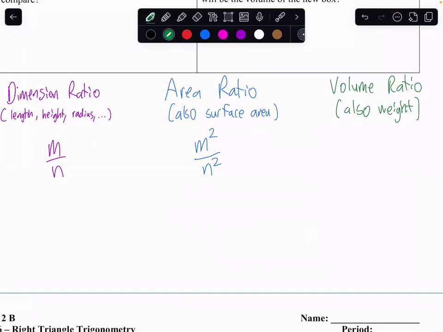Okay, and then lastly, the volume ratio, as we just saw, is m cubed to n cubed. Okay, so you need to know these. So how these problems will typically work is you'll be given one of these 3 things, and then you'll have to switch it to one of the others. Okay, and then sometimes you'll need to do an additional step after that. But yeah, being able to switch between these 3 ratios is important.